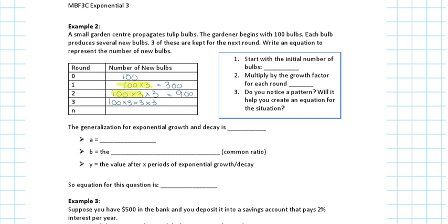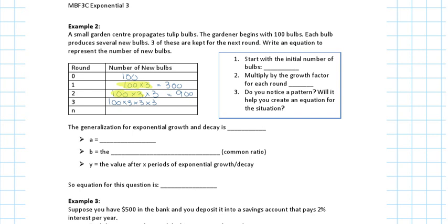What's my initial value? 100. And then what's happening to my numbers? Tripling. So what's my base, do you think? 3, right? Because if I do my ratio, 300 divided by 100, that's going to be 3. 900 divided by 300, that's going to be 3. So my ratio is going to be 3 because it's tripling, right?